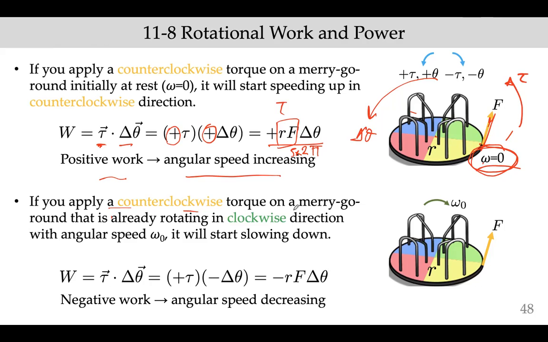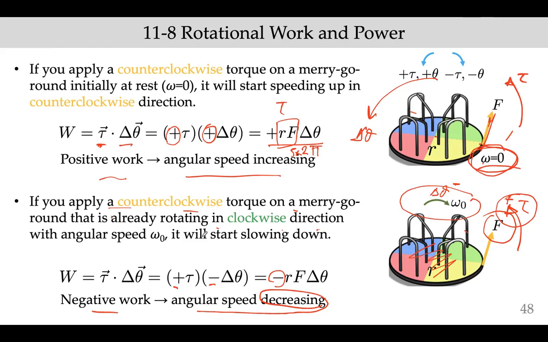If you apply counterclockwise torque on a merry-go-round that is already rotating in clockwise direction, so this was already rotating, and you're applying a torque in the opposite direction. So the torque is opposite. So this is the delta theta and the torque, they are opposite. Torque is positive, because counterclockwise. Delta theta is negative. So if you multiply positive and negative, you end up with a negative number. That means a negative work. So this torque, due to this force, is making a negative work on the merry-go-round. So the angular speed of the merry-go-round will decrease.